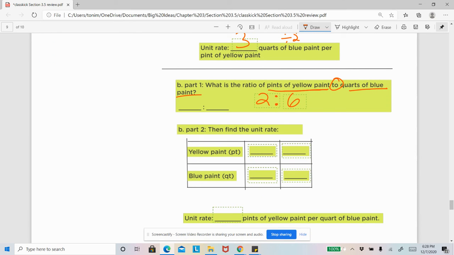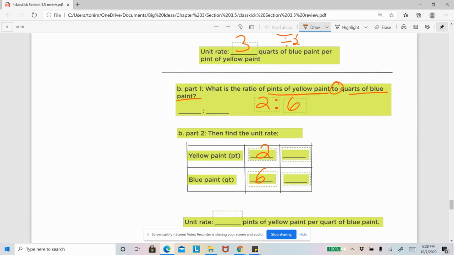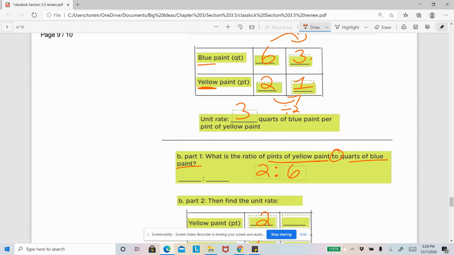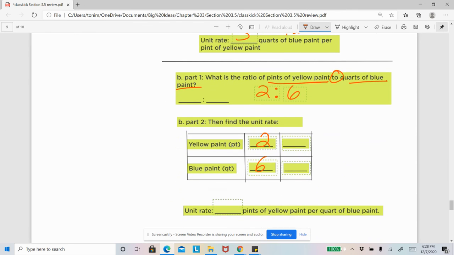Now you're going to fill this in, because now you need to find your unit rate. Yellow paint is 2 and blue paint quarts is 6. If you notice, it was reversed. It was 6 and then 2. Now it's 2 and then 6. They're asking for the unit rate, which means your denominator is 1. Before we divided by 2, now you're dividing by 6.